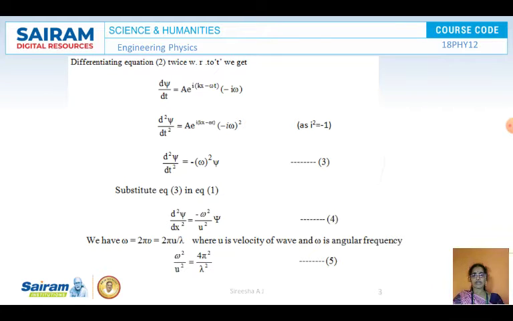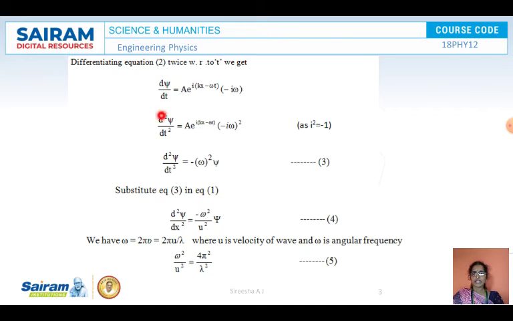Now differentiating equation 2 twice with respect to t. First, d psi by dt is equal to A into e to the power of i(kx minus omega t) into the derivative of the exponent. It is a function of t, therefore minus omega t into i gives minus i omega. So differentiating equation 2, we are getting d psi by dt is equal to A into e to the power of i(kx minus omega t) into minus i omega.